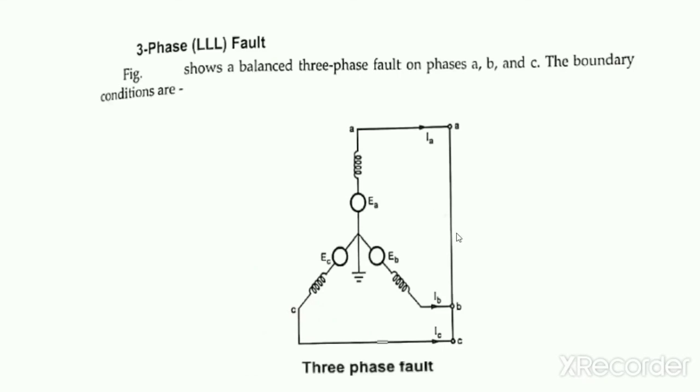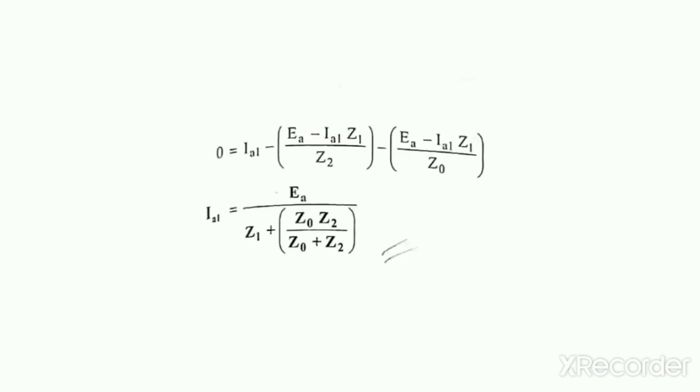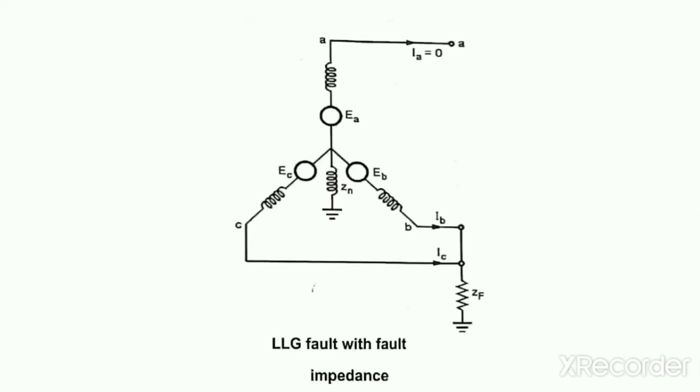Okay, this is the triple line fault. Therefore, the fault current is like this. This is the double line to ground fault with mutual impedance. Okay, understand?